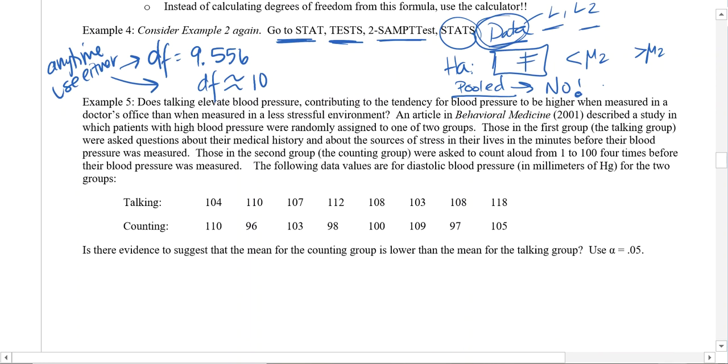I'm going to skip over this next example. It's very similar to what we just did. However, if you want some more practice with this, I can post the answer to this on my website as well, so you can definitely double check your answers for this.